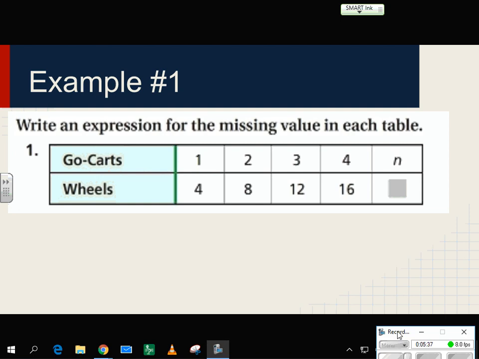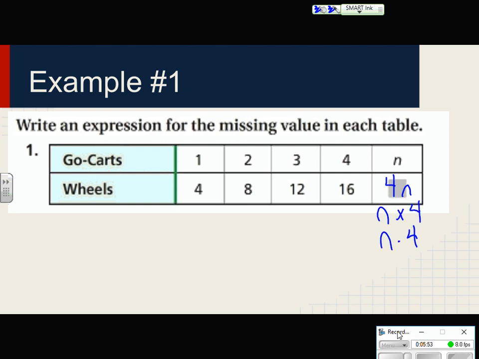All right, so what you probably saw is to go from 1 to 4, you can't add. It's inconsistent when you get to 2 to 8. But you probably did notice that you're going to multiply by 4 every one. So you probably got 4n, or n times 4, or you could have done 4 parentheses n. All those are the correct answer for how to get from go-kart to wheels. That's your answer. Again, it's not an actual number. It's an expression, a sentence without an equal sign that explains what you can do for any possible number that you're given.